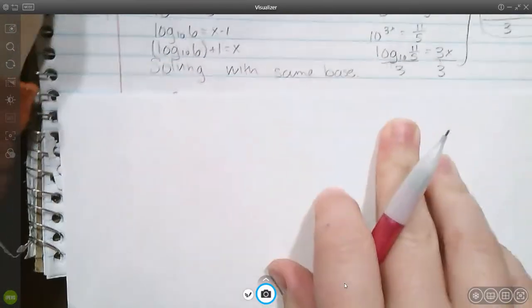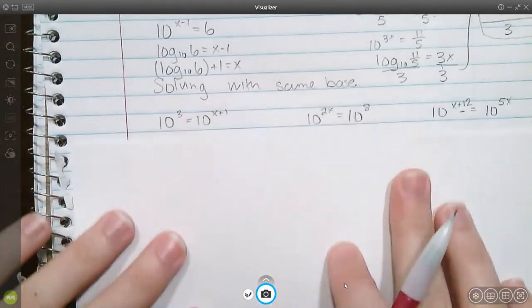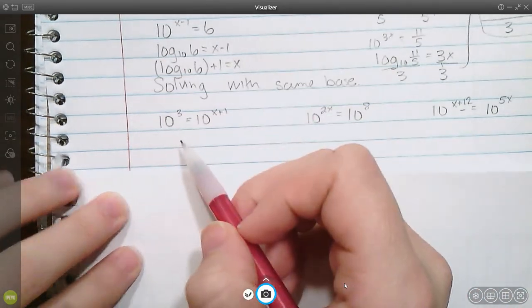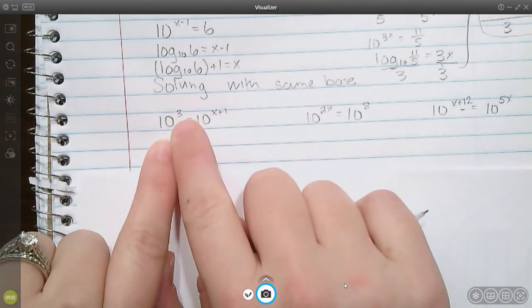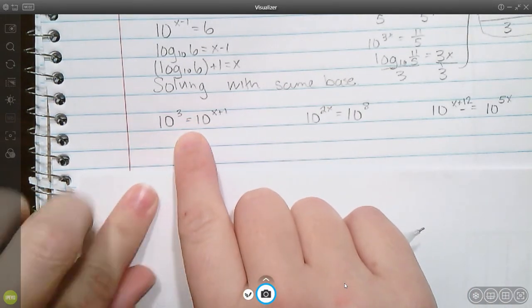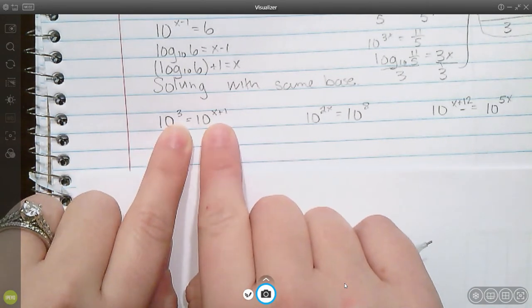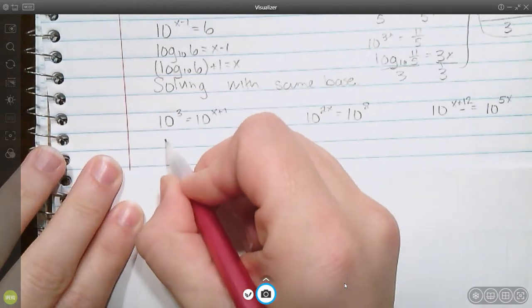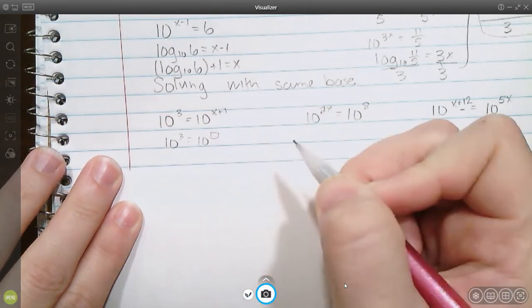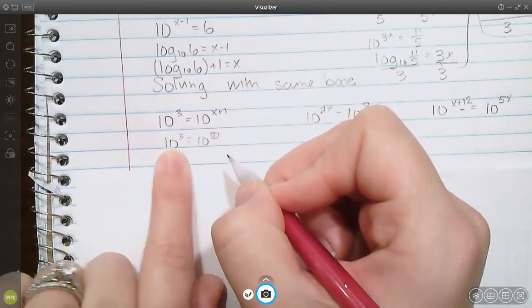Okay, the last part of solving that we're going to look at is solving with the same base. These ones are my personal favorites. So if you have 10 to the power of something and 10 to the power of something, and they're equal to each other, that means that these exponents have to be the same. So if I have 10 to the third equals 10 to the something, well, this has to be 3. Otherwise, they're not going to be equal.